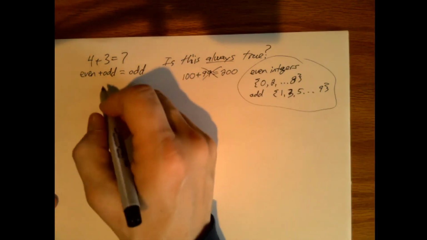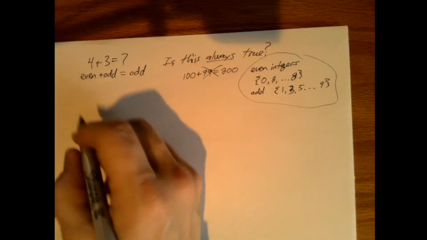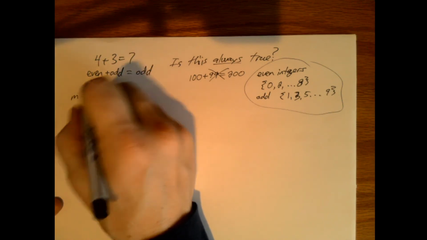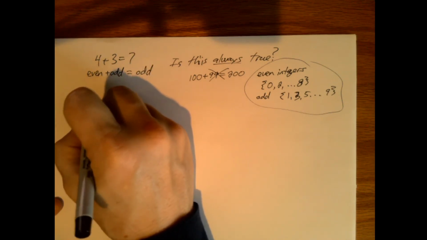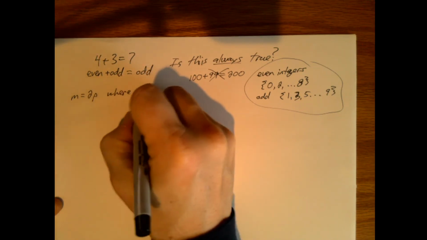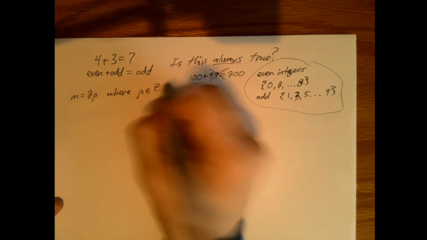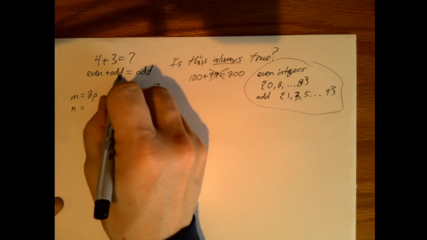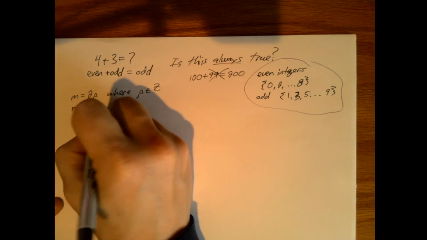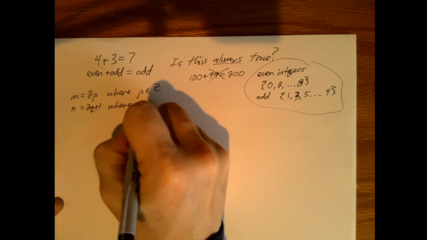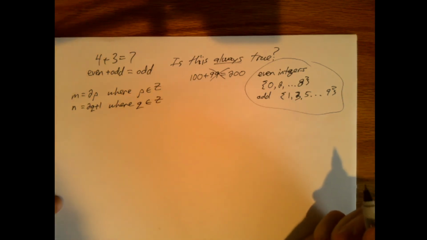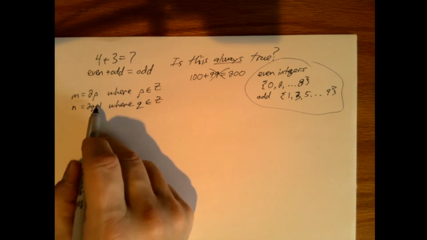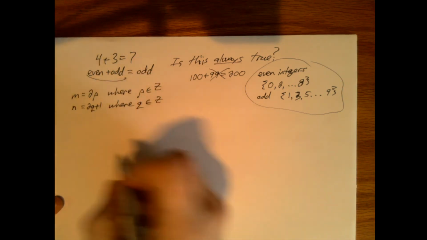So that's where we're going to go back to our definitions. So remember, we said an even number, M, is an integer that's considered even if it can be written as 2 times P, where P is an integer. And N is an odd integer if it can be written as 2 times Q plus 1, where Q is an element of the integers. So this is the way of generalizing to any even integer and any odd integer. So let's see what happens when we do this right here.